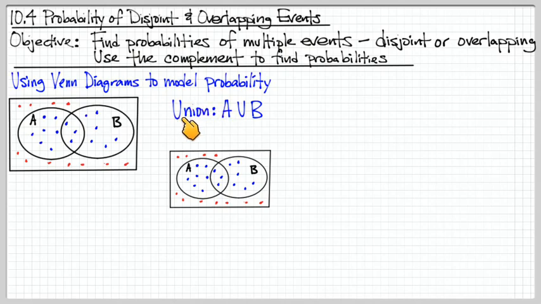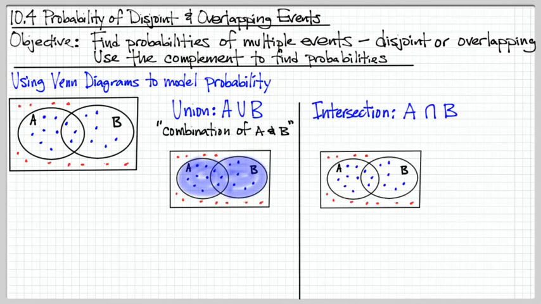So we have this terminology called the union, A union B, where this symbol looks like a U. A union B means the combination of all the different outcomes inside both events A and B. So I highlighted here all the different outcomes in the union of A and B.